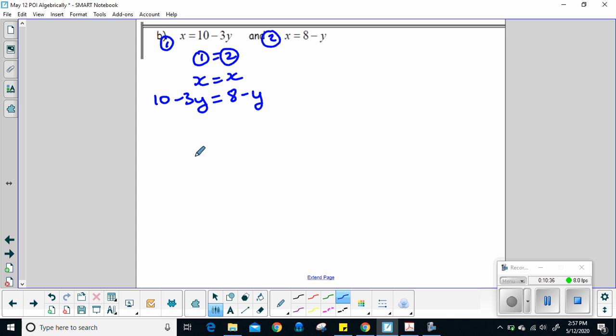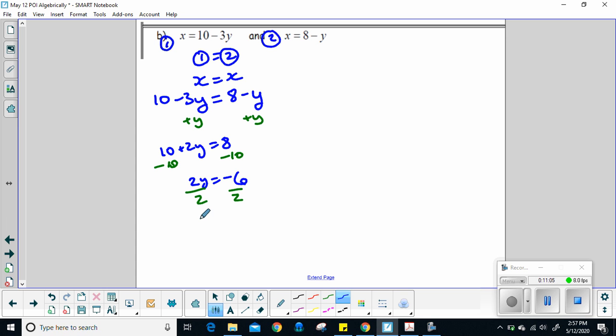Sure, why not? So let's see, let's get our y's together. So I'm going to plus y to both sides. So that gives me 10 minus 2y equals 8. And let's take our 10 to the other side. So we're going to subtract 10 from both sides, which leaves me with negative 2y equals negative, is that 2? And then we're going to divide both sides by negative 2.